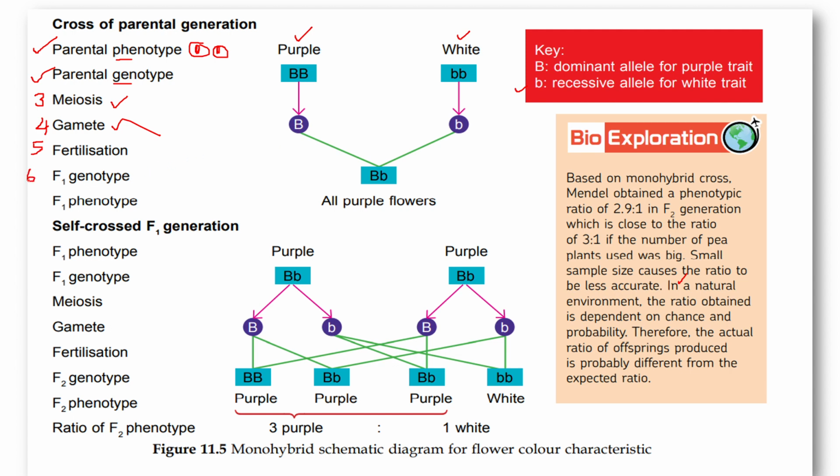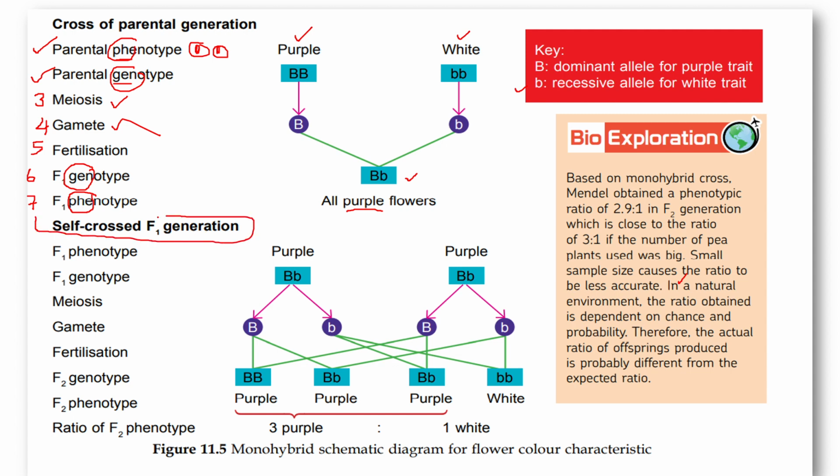So number 6 and number 7 is the first filial generation. But now you write down the genotype first, followed by the phenotype. Unlike here, you write down phenotype, followed by genotype. So for the offsprings, you reverse it by showing the genotype first. And from the genotype, we can depict the phenotype, and that is purple flower. Okay, and then we do the self-cross for the F1 generation.